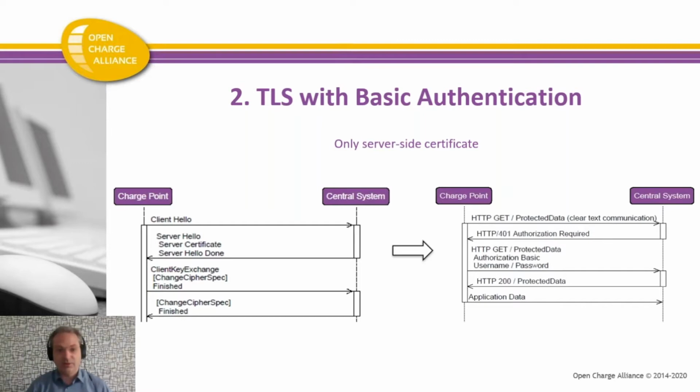So on the left side, you see the TLS setup. It only includes server-side certificates on the central system side. So the charge point is serving as the client and the central system is the server side. And the TLS connection is started from the client, the charge point. And after the TLS connection is set up, the same procedure for the basic authentication is used, similar to the previous slide.